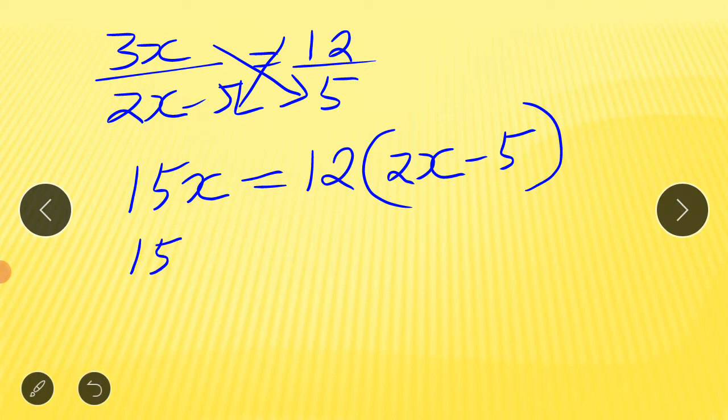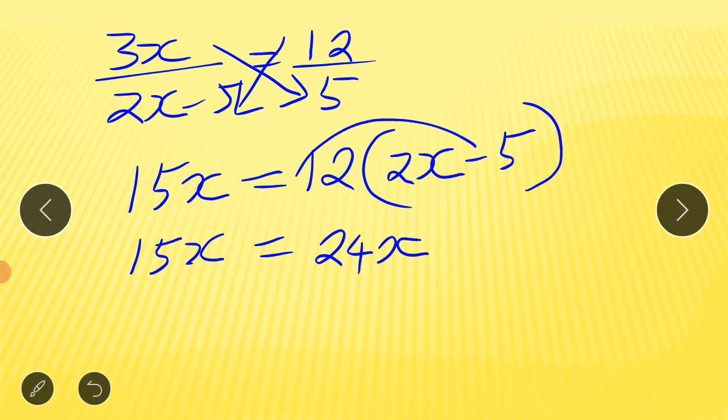So left hand side no changes. 15x equal to, let's open this bracket by the distribution method. 12 into 2, 24x, then plus into minus, 12 into 5, 60. Is it? 12 5s are 60.